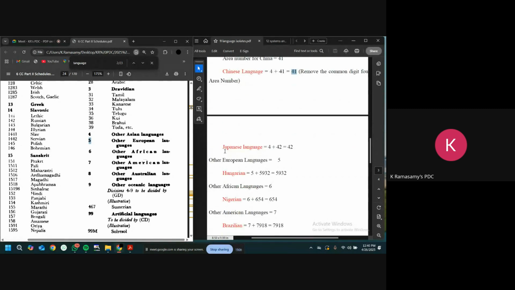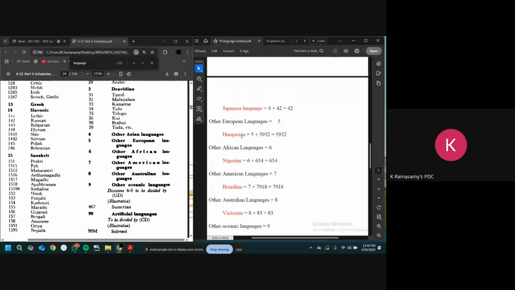For example, the Japanese language. What is the number for Japan? 42. In the 42, you remove 4, take 2, add this 2 to this 4, 42. That becomes the Japanese language. For example, the Hungarian language. What is the number for Hungary? 5932. In the 5932, cut the first 5, and add 932 to this 5. That becomes 5932. That is the Hungarian language.